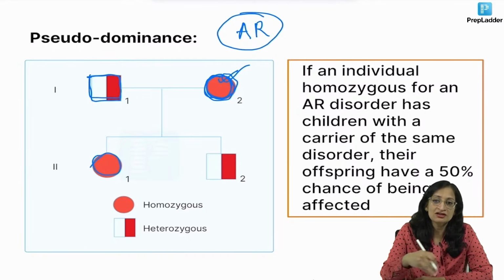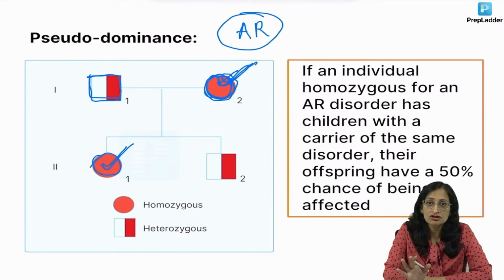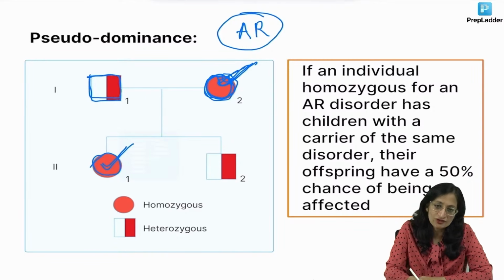So it will appear that it is dominant inheritance because this female is affected and her mother is also affected. It appears that it is dominant inheritance, but it is not dominant because even though this female is affected with the autosomal recessive disorder, the male is also a carrier for the same disorder.